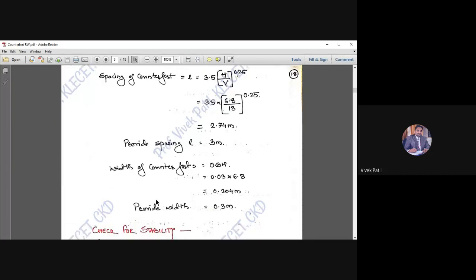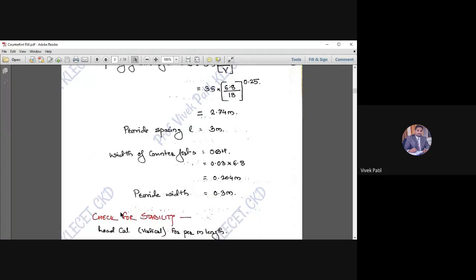Then the check for stability, the second step. The same checks we have to take for stability: the check for overturning, check for sliding, and check for no tension. These three checks are to be considered. Before going for the check for stability, we have to calculate the loads and the moments acting over this particular retaining wall.